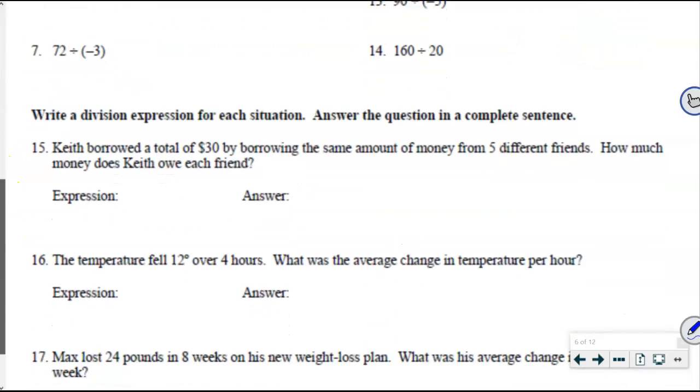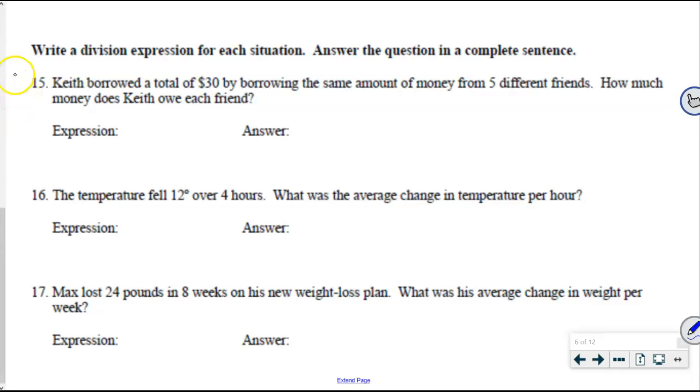Good. All right, now let's jump to the stories. Write a division expression for each situation. Here's the key things that I want to see. If it's a negative situation, like owing money, I want to see negative numbers. That's one of the areas that we struggled with on our quiz, so I want to make sure that we can make that correction now in time for our test. And just like before, answer the question in a complete sentence.